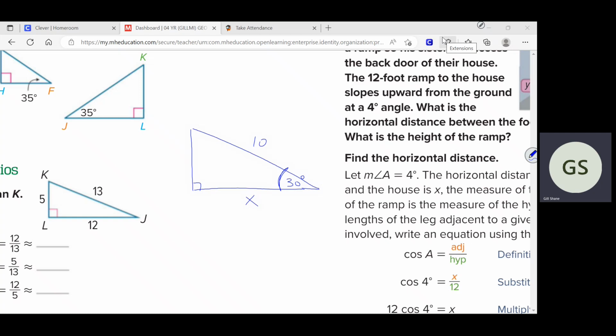What sides do I have relative to that angle? The adjacent and the hypotenuse. Again, the opposite side would be this side. I don't have any information there, so I can't use a formula that has the opposite side. So the sine function is out. The tangent function is out because they both have opposite in it.